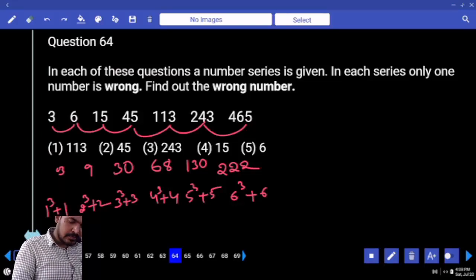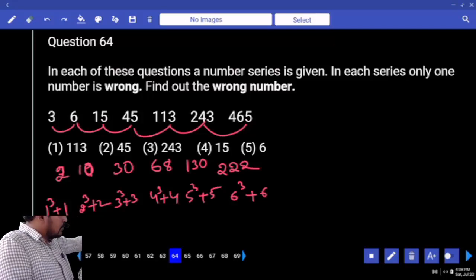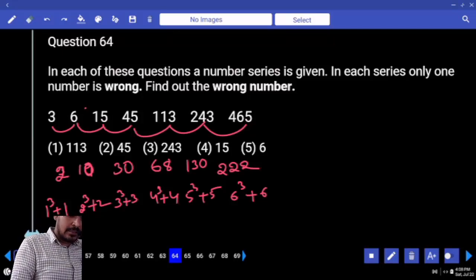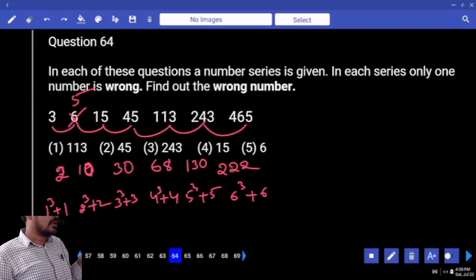What is 1 cube plus 1? 2. So first one we write 2. Second one 2 cube plus 2 is 8. 8 plus 2 means 10. 3 plus 2 how much? 5. But here the value is 6. What is the wrong number? 6. 5 plus 10 is 15. What is the wrong number? 6.